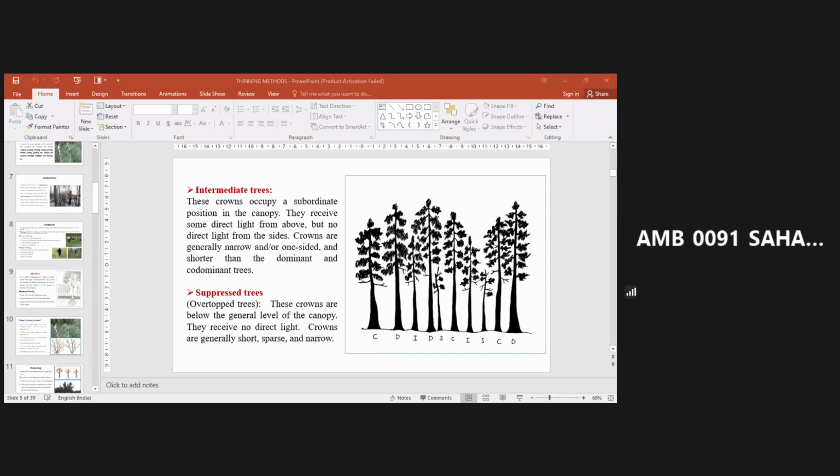Sir, does rotation of trees mean age of trees? No, age of trees is different and rotation of the tree is different.